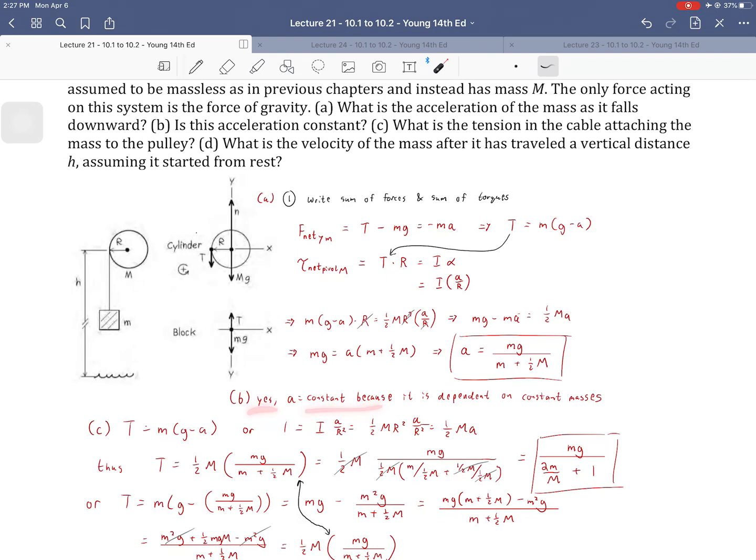Now, in part B, just like in example 3, I asked, is the acceleration constant? And I say yes, a is constant, because it's dependent on the constant masses and constant gravity, unlike in the previous example where the angle was changing as the object moved. In this case, there's no angular dependence, and so there's nothing that's going to change as the system continues to accelerate. But there is a caveat here.